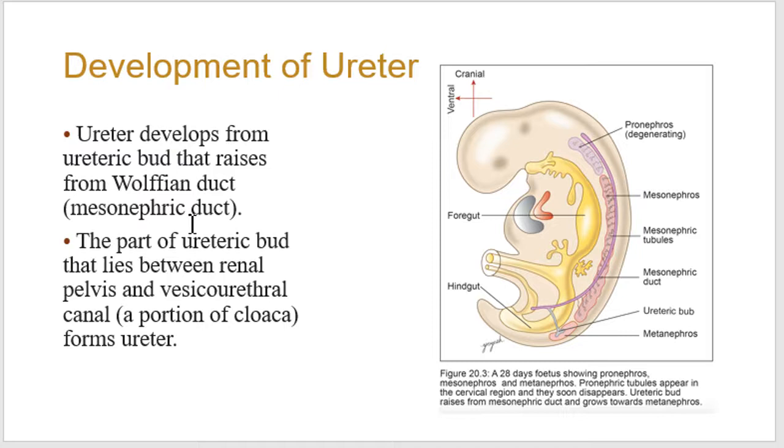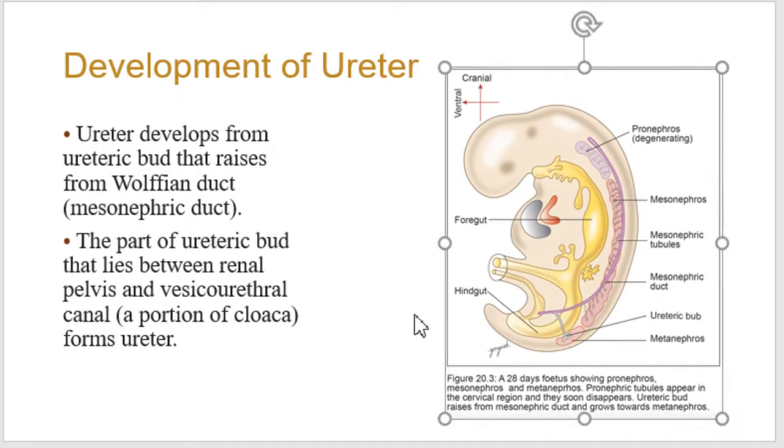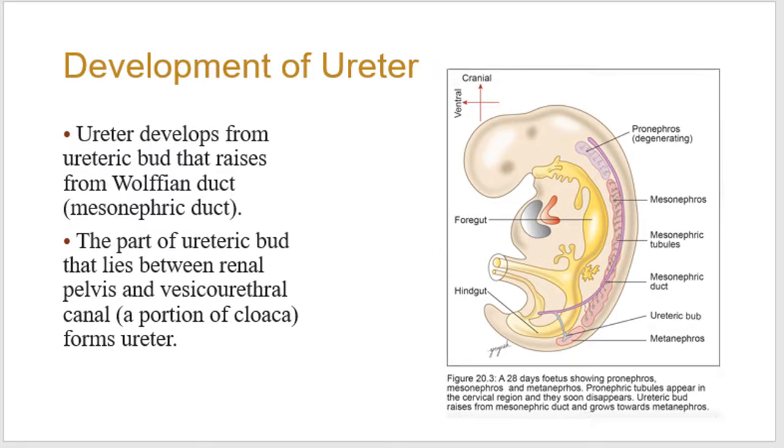Development of the ureter. It arises from the mesonephric duct. As the ureteric bud develops, the part of the ureteric bud between the renal pelvis and the mesonephric duct forms the ureter.